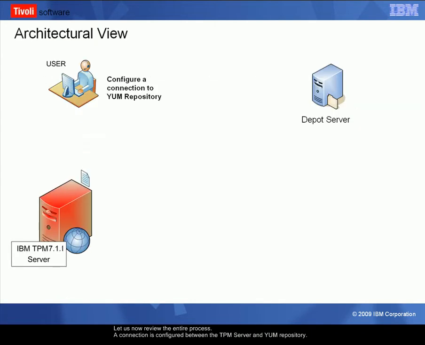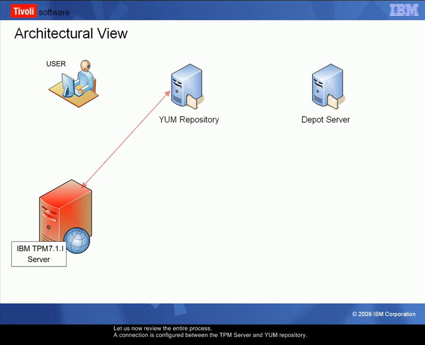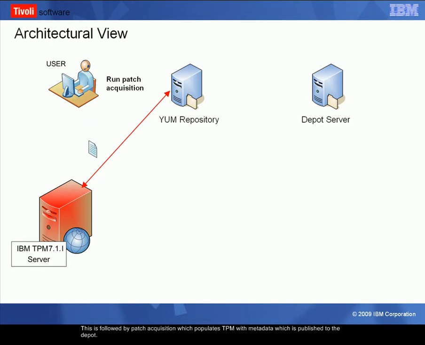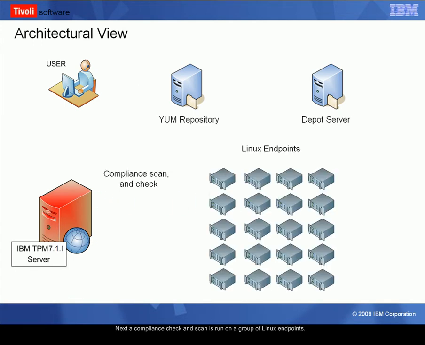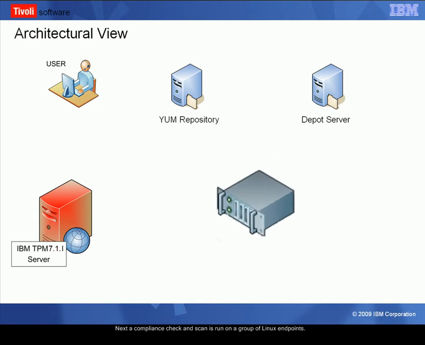A connection is configured between TPM and the Yum repository. This is followed by patch acquisition, which populates TPM with metadata which is published to the depot. Next, a compliance check and scan are run on a group of Linux endpoints. Finally, non-compliant endpoints are remediated with patches that are downloaded from the Tivoli infrastructure.